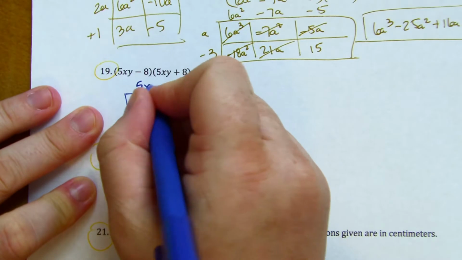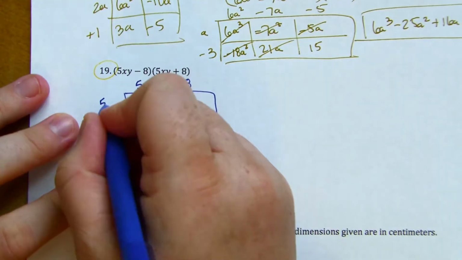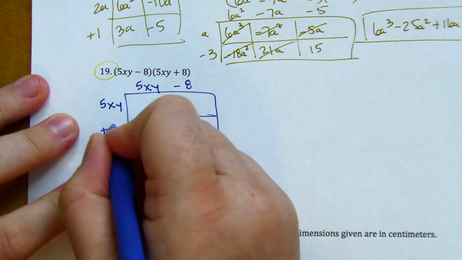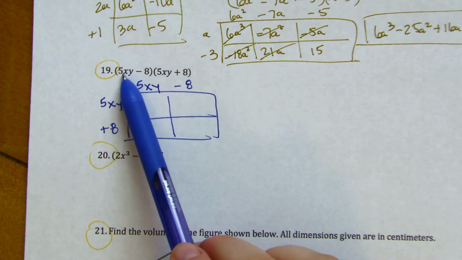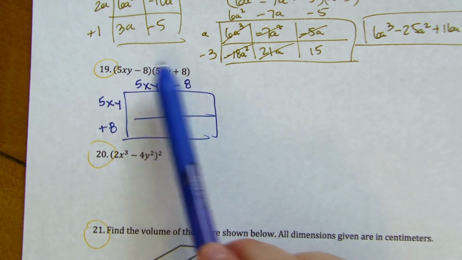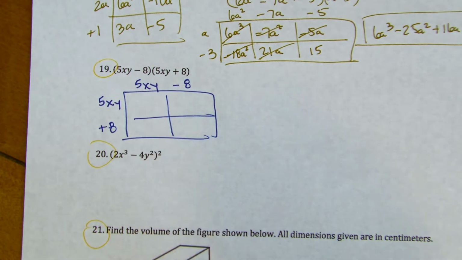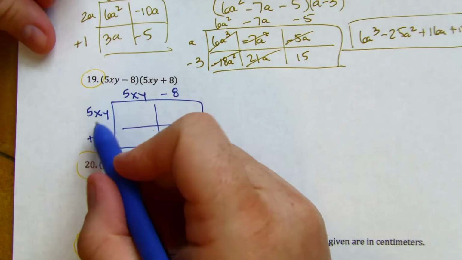So 5xy minus 8 and 5xy plus 8. Now this is actually a special product. The reason why it's special is because the terms here are the same. The only difference is the sign in the middle. And you're going to see something kind of interesting happen here.